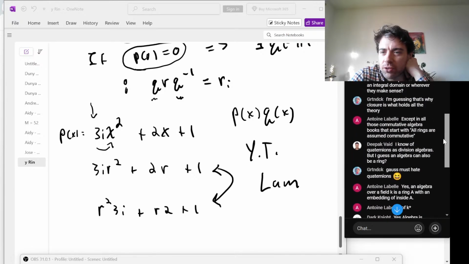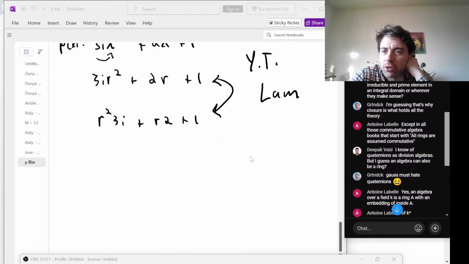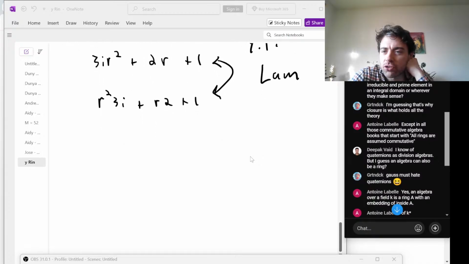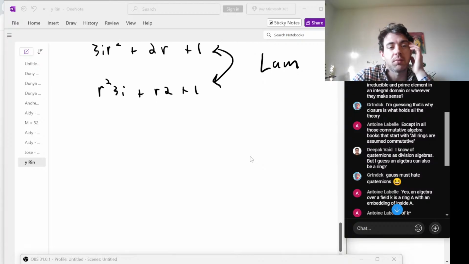Okay, so let me scroll back up here. I don't know if this is too intuitive, but can you please motivate the definitions of irreducible and prime element in an integral domain or wherever they make sense?